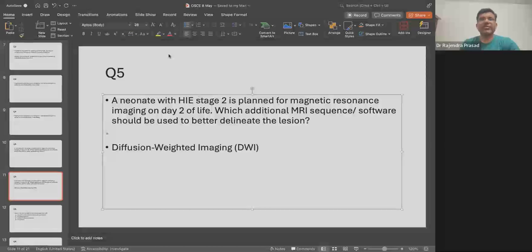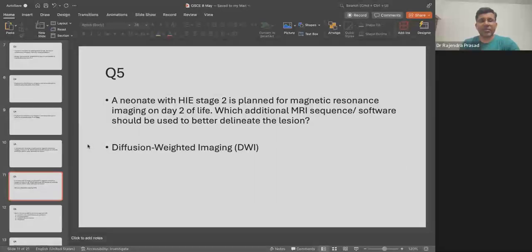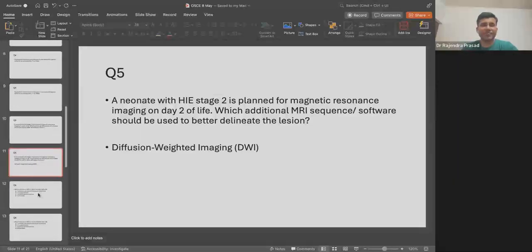So most studies tell it is around 7 days, 7 plus or minus 2 days. At that age, diffusion weighted imaging actually has a limitation. There is pseudo normalization. So the DWI which is apparent will become pseudo normal, falsely normal at that age.